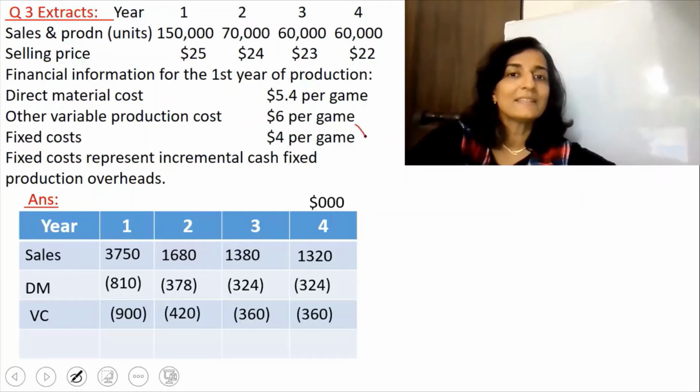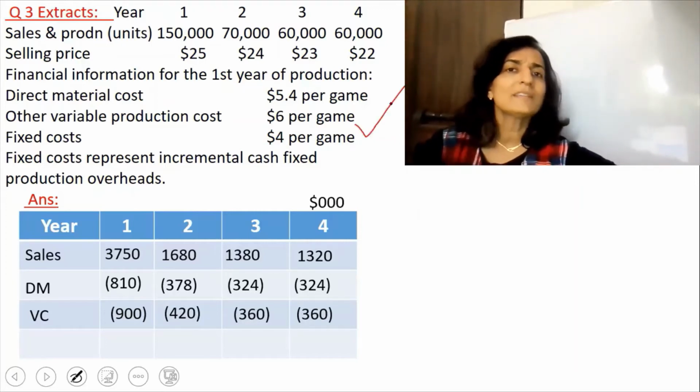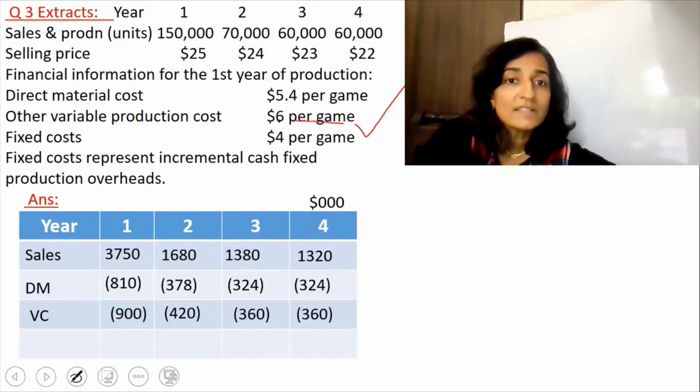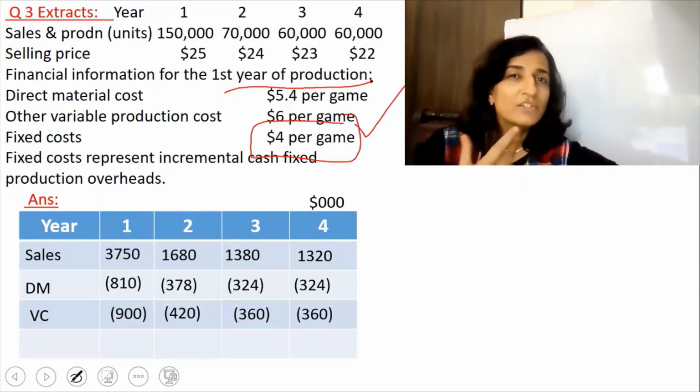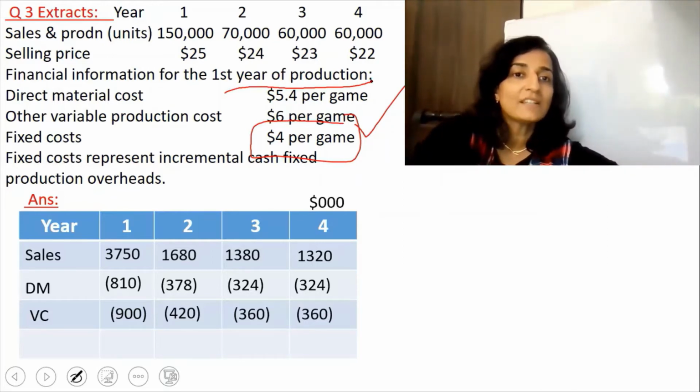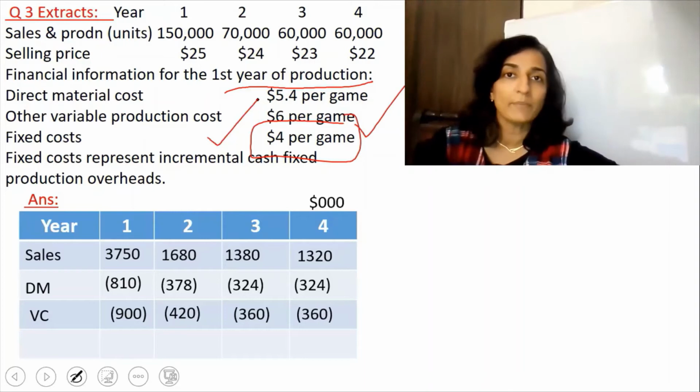Next item is the fixed cost. Now, what do you mean by fixed cost? Fixed cost remains the same for all the years, right? It doesn't vary. So what have they based it on? They have based the fixed cost per game on the first year of production. Based on the first year of production, the fixed cost works out to $4 per game. But fixed cost will not change. Fixed cost means, as the name indicates, it is fixed.